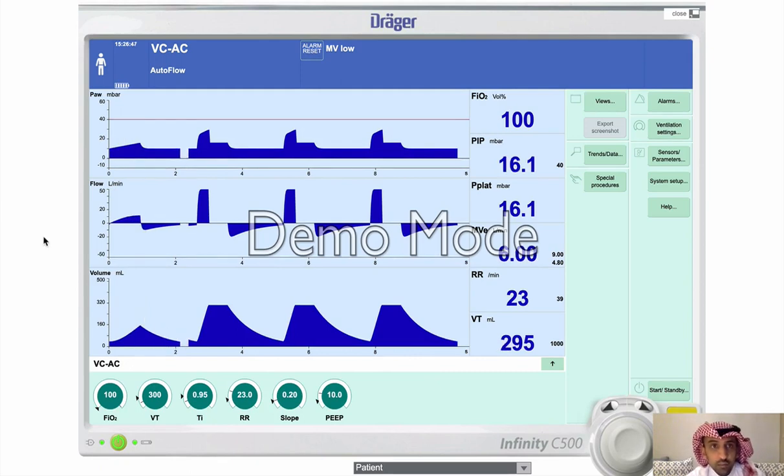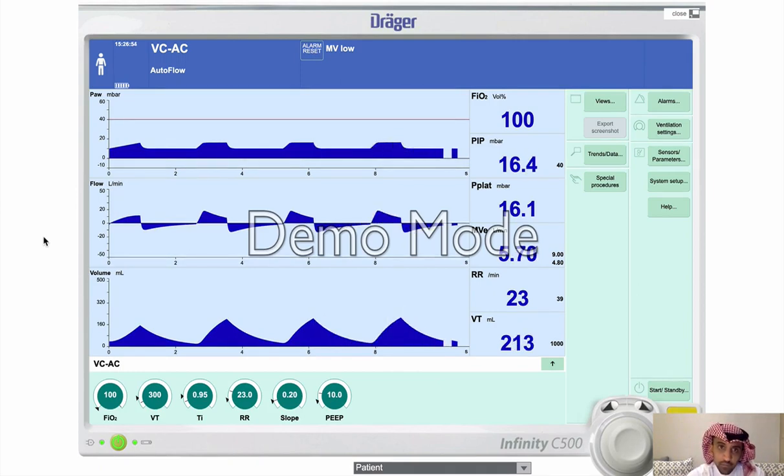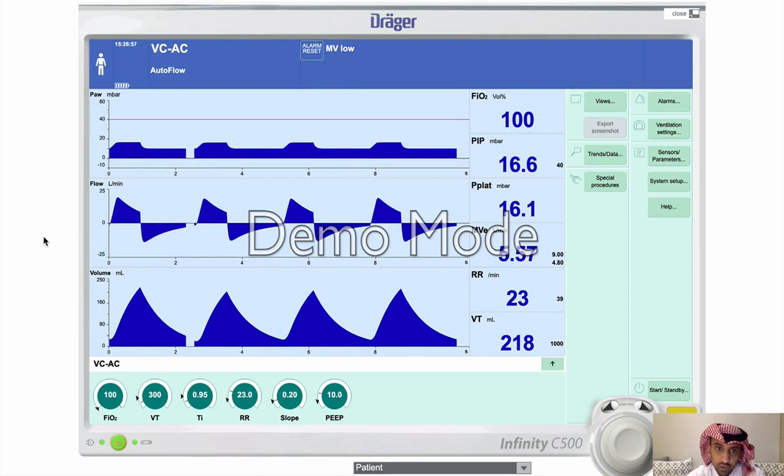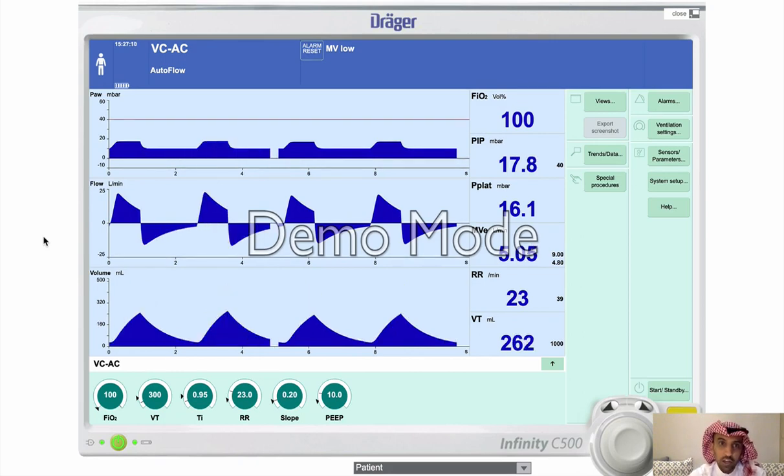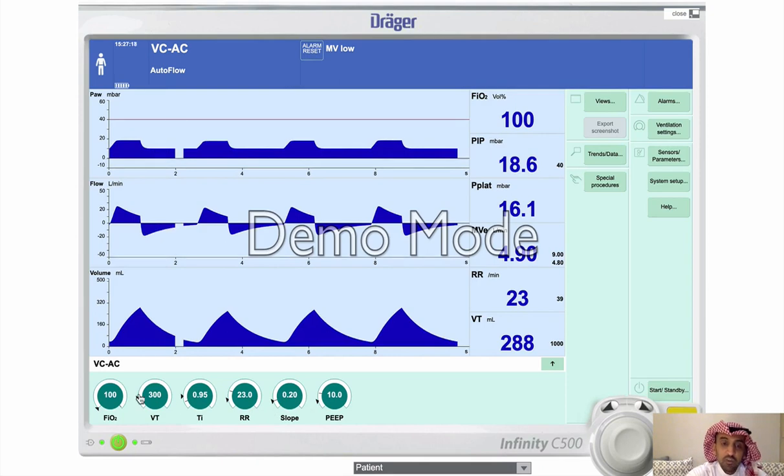Now, again, back to the volume control, volume assist control mode. There's another additional setting in this ventilator. It's called the auto flow, which is basically a pressure regulated volume guarantee mode. And this is a mode that combines to some extent the pressure control and the volume control. So here you set the target volume, and the other parameters are the same, but you have a limit on the pressure. Like the limit in the pressure now is 40.